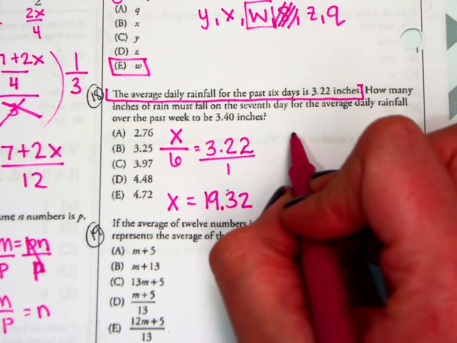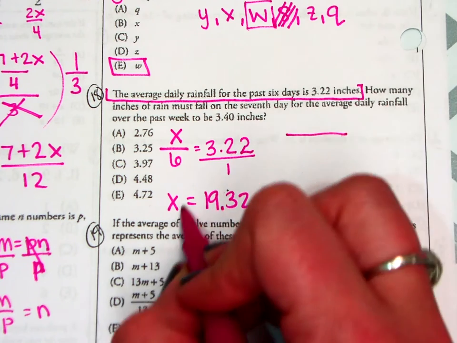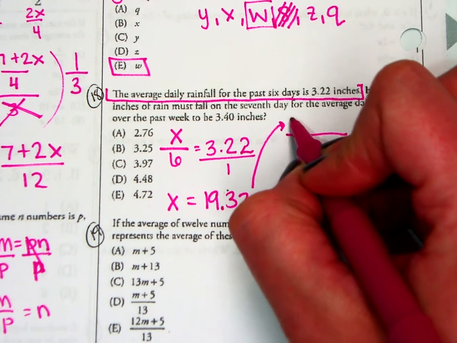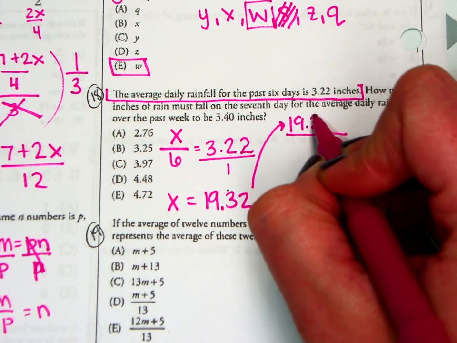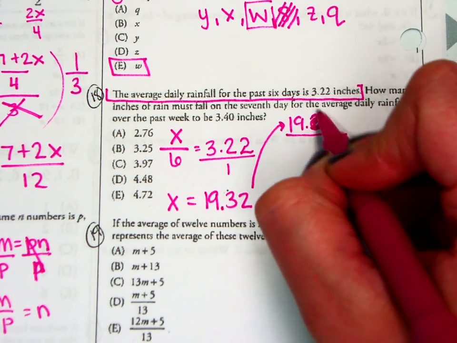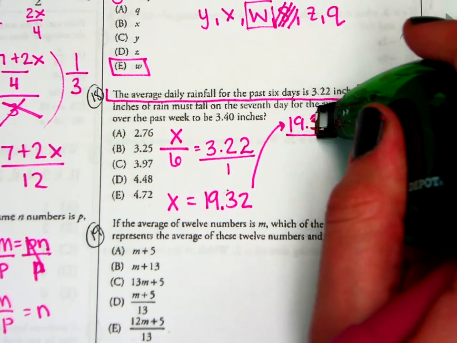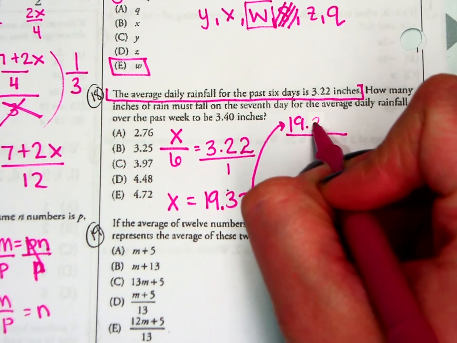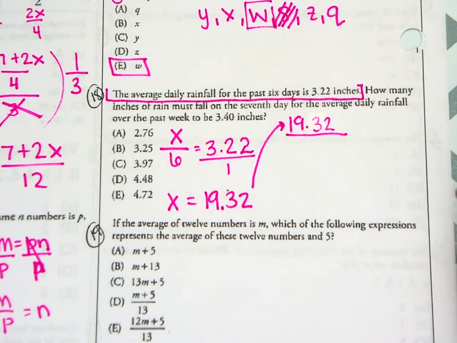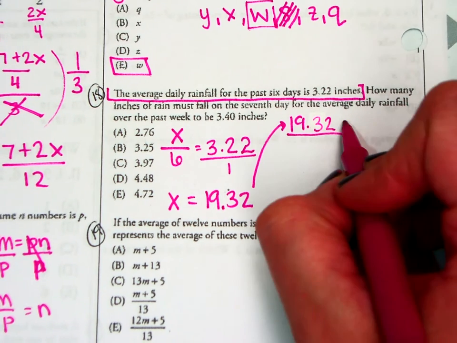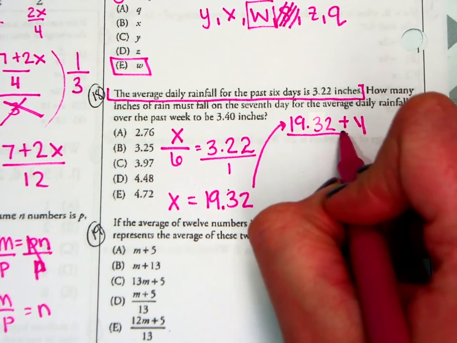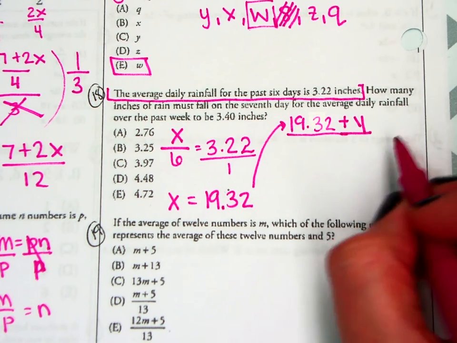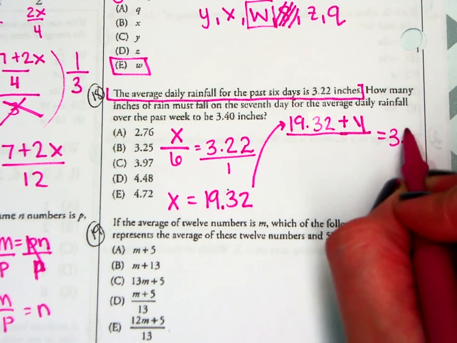Well, in our new problem, we still have the first 6 days. Oh, that should be a 3, sorry. Here, let me grab some whiteout. I don't know why I have not been using whiteout this whole time. So we know the first 6 days had that average, or that sum. Plus, we now have an additional 7th day, and we want our new average to be 3.4.